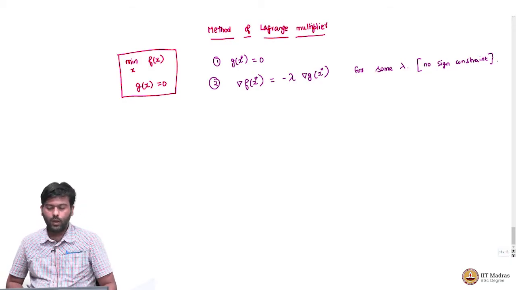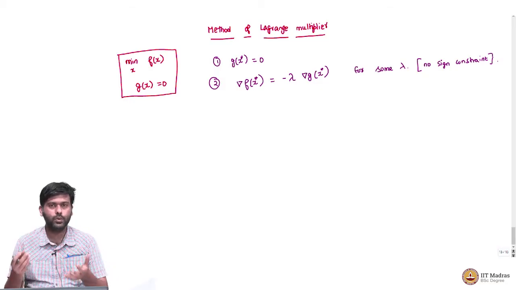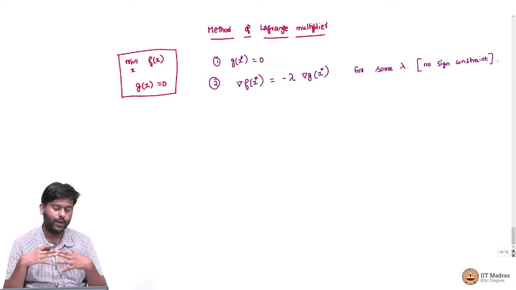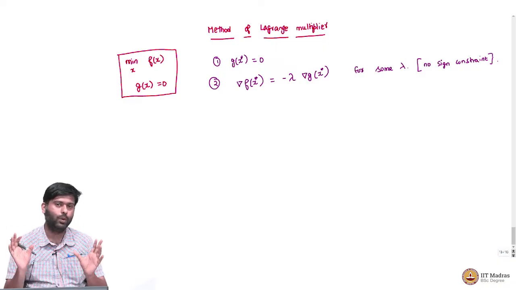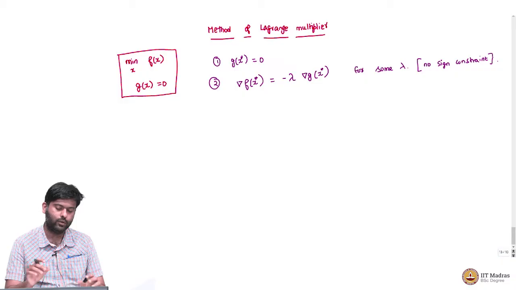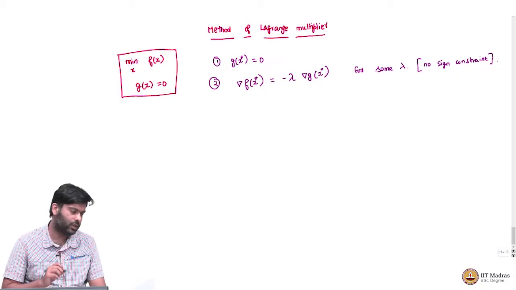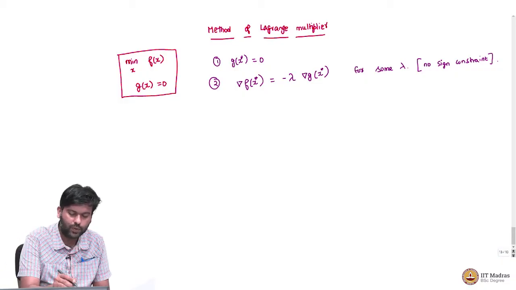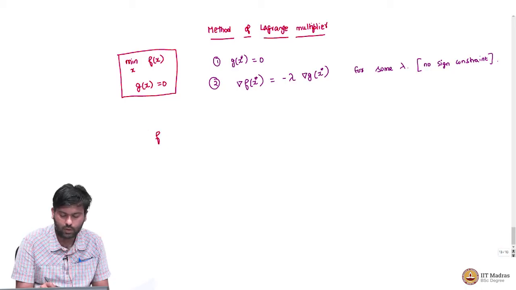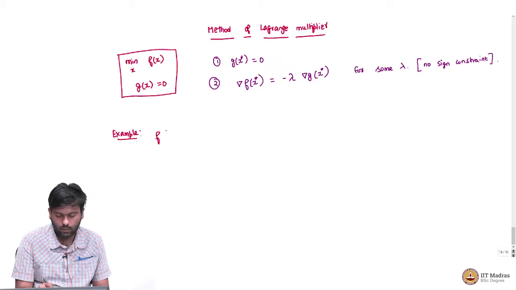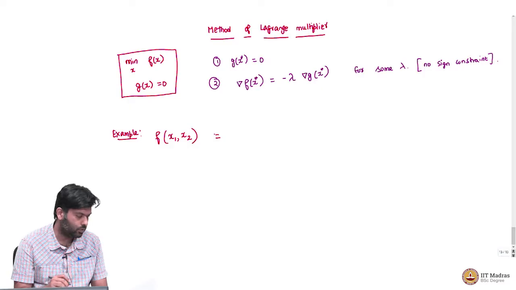Now, let us see how we can use this insight, that the gradients have to align either in parallel or anti-parallel for x star to be an optimal point, to actually solve a simple problem. So, we will take a simple example and try to solve this using the method of Lagrange multipliers. Let us take an example with a function of two variables, let us say x1 and x2.